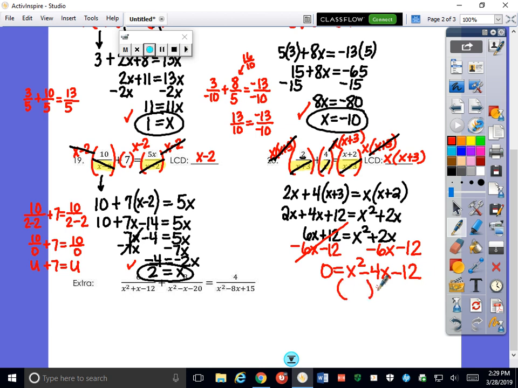Now I can factor and get my solutions. So 2 factors of negative 12 that add up to negative 4 are negative 6 and positive 2. So my two solutions are going to be 6 and negative 2.